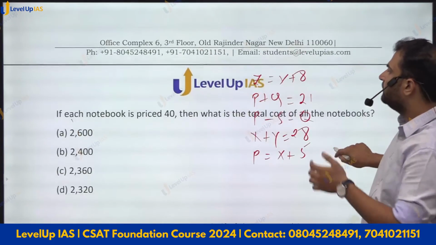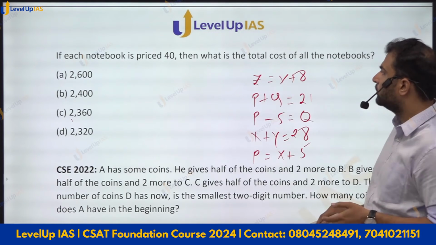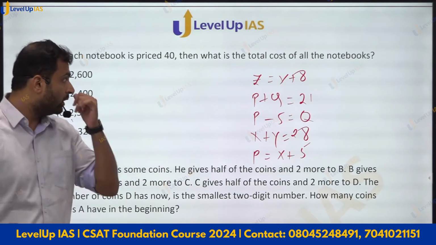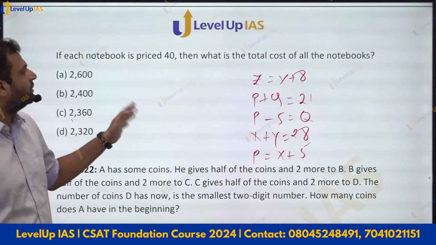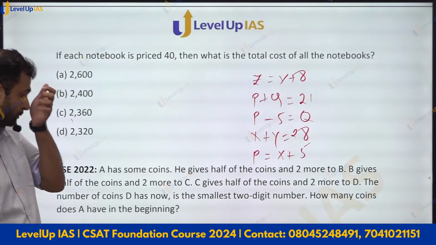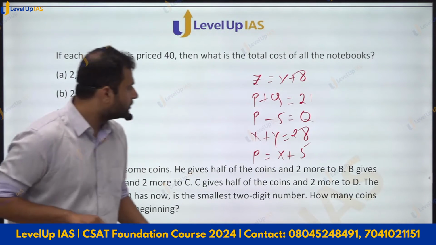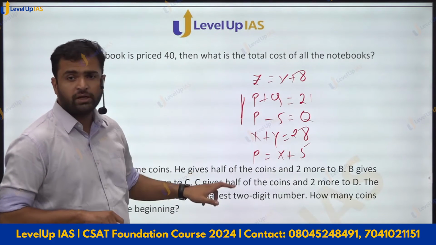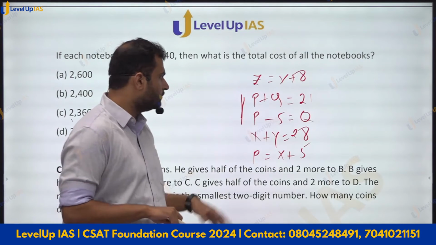The question is, if each notebook is priced at 40, then what is the total cost of all the notebooks? So we have to basically find out the total number of notebooks bought. That is X plus Y plus Z plus P plus Q. That is what we need to find out. Fine. So from these 2 equations, can we solve for P and Q? Yes, both equations are in P and Q. 2 equations, 2 unknowns, we can solve them.